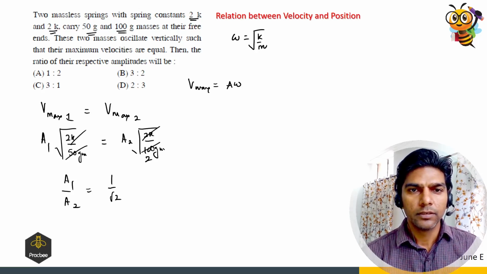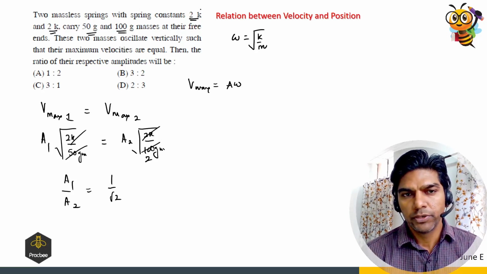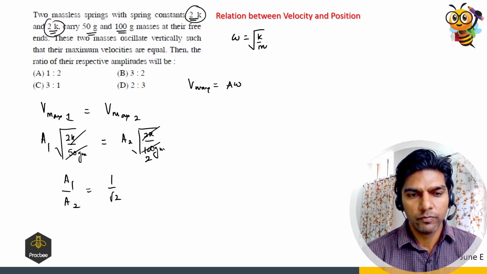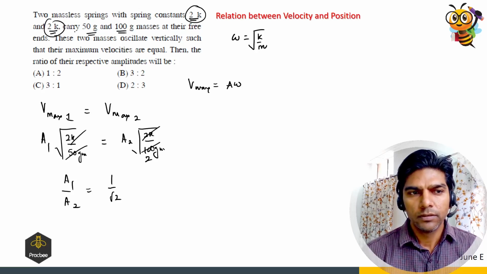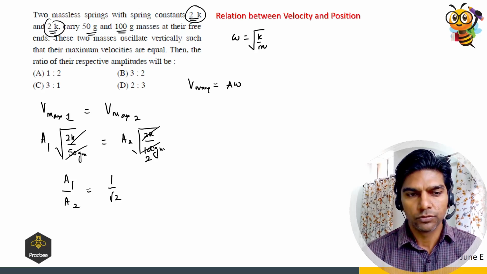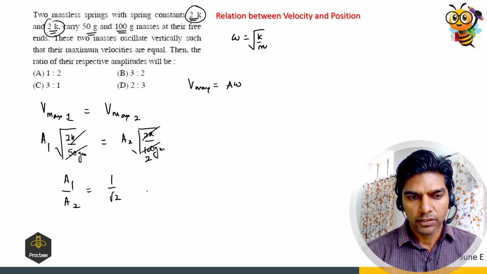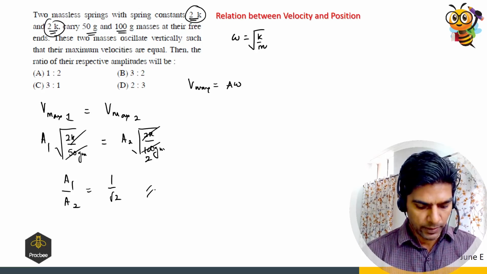But I think there may be some misprinting. This is 2k and 2k, right? If we have 2k and 2k, the answer should be 1 by root 2. So none of the options is matching the answer. Maybe I think this spring constant will be different in this question. So it should be the answer, right? So we have to find the ratio of the respective amplitudes.